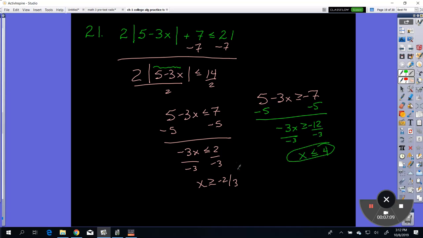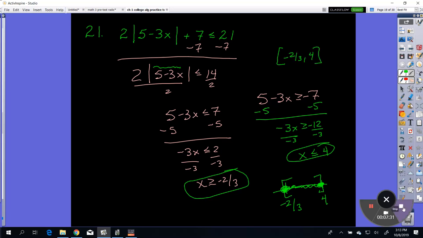So those are my answers. If I put it on a number line, -2/3 is here, 4 is here, less than 4 goes this way, greater than or equal to -2/3 goes this way, or I could use brackets, or I could even write it in brackets this way, -2/3 and 4. So any of those are my answer. All of those will work. They're all great.